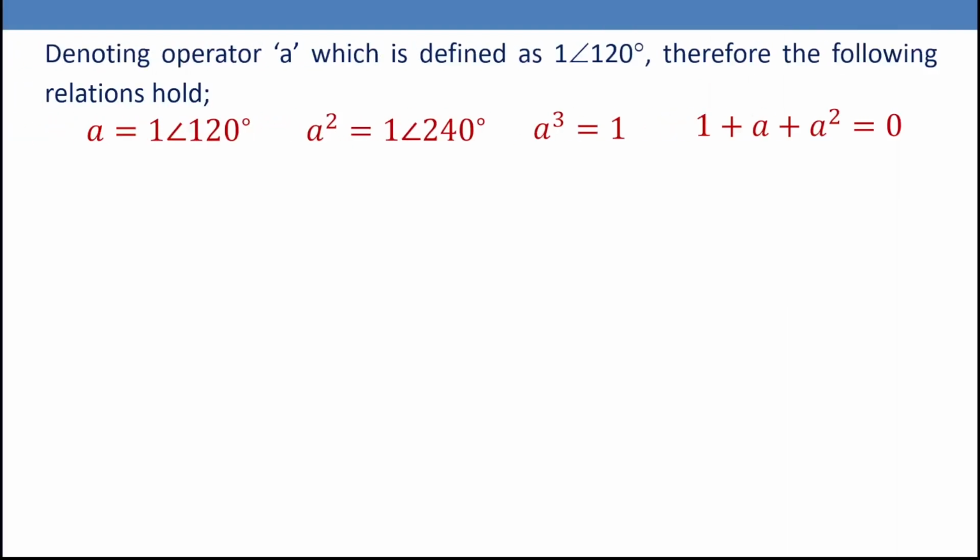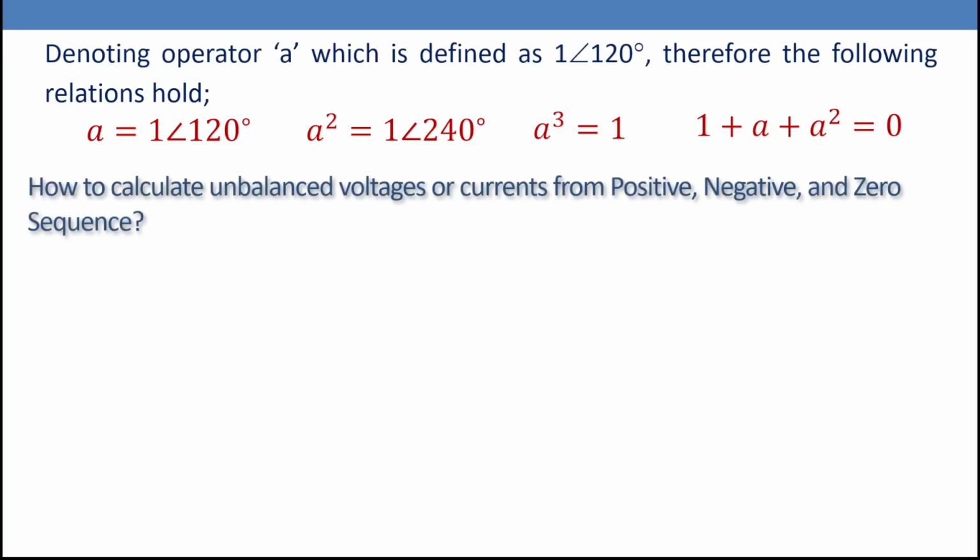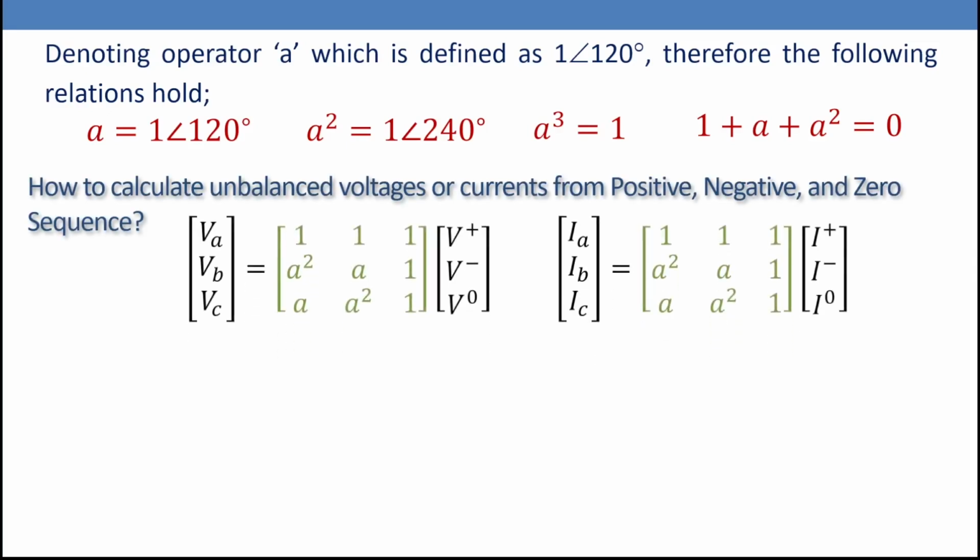So let us define the operator a equals 1 angle 120 degrees. So a squared equals 1 angle 240, and a cubed equals 1. So 1 plus a plus a squared equals 0 for a balanced system. How to calculate unbalanced voltages or currents from positive, negative, and zero sequence? If I know the sequence components, VA equals V positive plus V negative plus V zero. For VB, it will be a squared V positive plus a V negative plus V zero. For VC, it will be a V positive plus a squared V negative plus V zero. And you can do the same for the current.